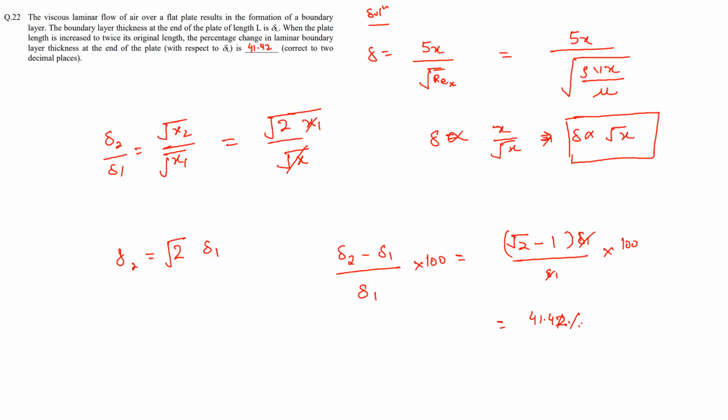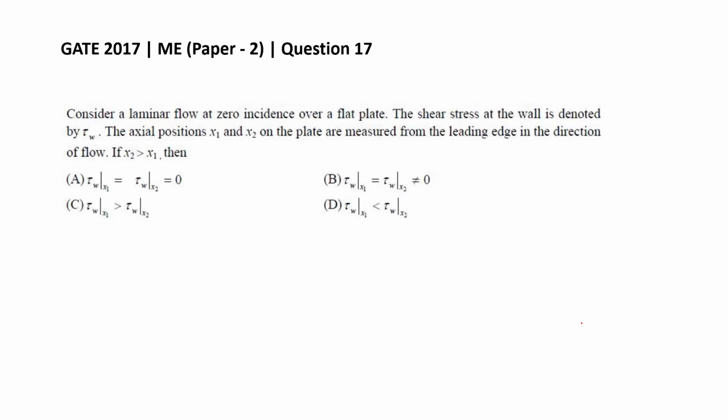So this was straightforward. And let's see one more example where now instead of having the boundary layer thickness, you have tau, where tau is the shear stress.